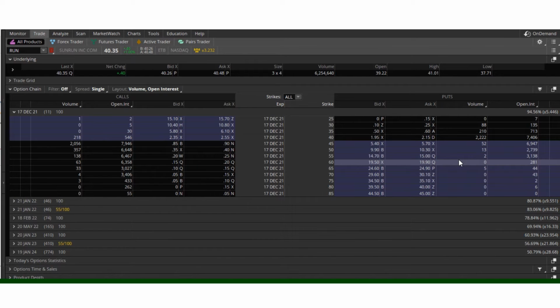Okay, so let's begin. There are two kinds of options. There are put options and there are call options, simply called puts and calls. Let's look at an example here in the options chain.